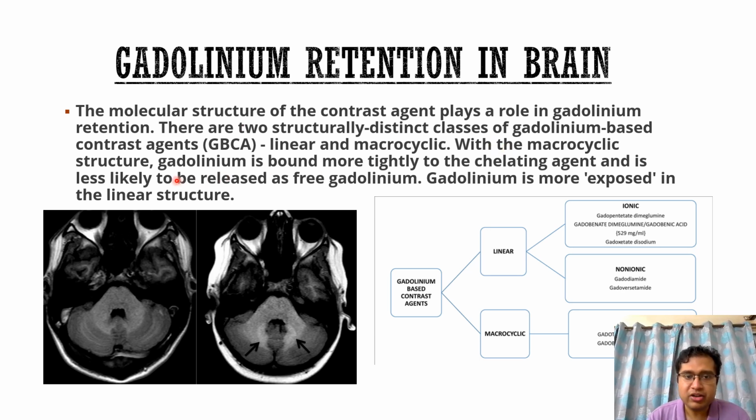In the macrocyclic structure, the gadolinium is bound more tightly to the chelating agent and is less likely to be released as free gadolinium, while it is more exposed in a linear structure. And gadolinium being toxic, it deposits in the dentate nucleus and the deep gray nuclei of the brain and causes symptoms. So it is better to use an agent which does not have gadolinium free in the structure. That is a macrocyclic agent which includes gadoteridol, gadobutrol, gadoterate, rather than a linear substance like gadodiamide, gadobenate.